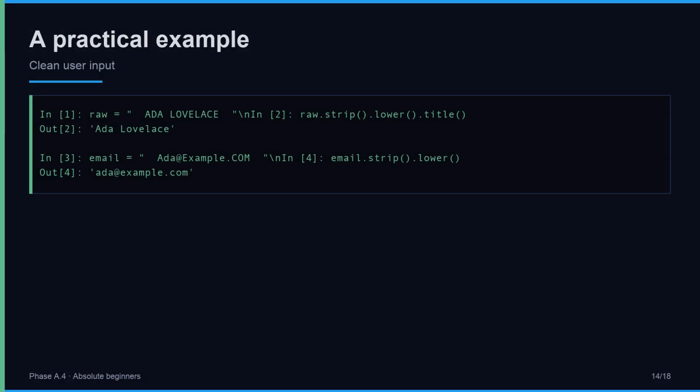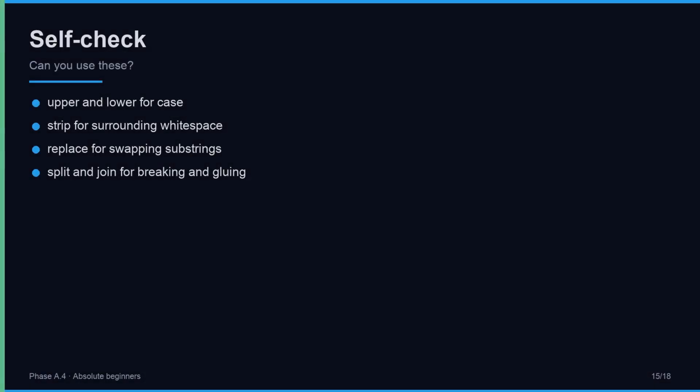Here is a real use. You receive user input with extra spaces and wrong case, space aDA lOVELACE space. Strip removes the spaces. Lower makes it all lowercase. Title capitalizes the first letter of each word. Result, Ada Lovelace. Same pattern for an email, strip and lower gives a clean address. 3 chained calls turn messy input into clean data. Real cleaning.